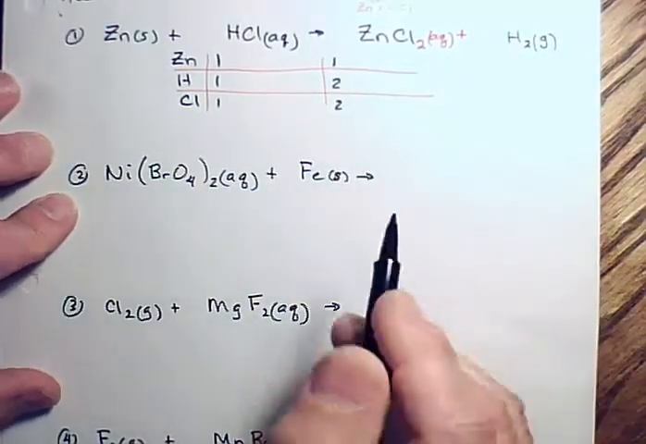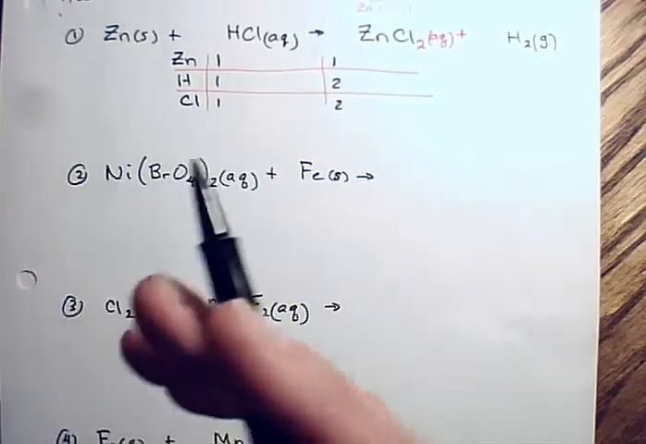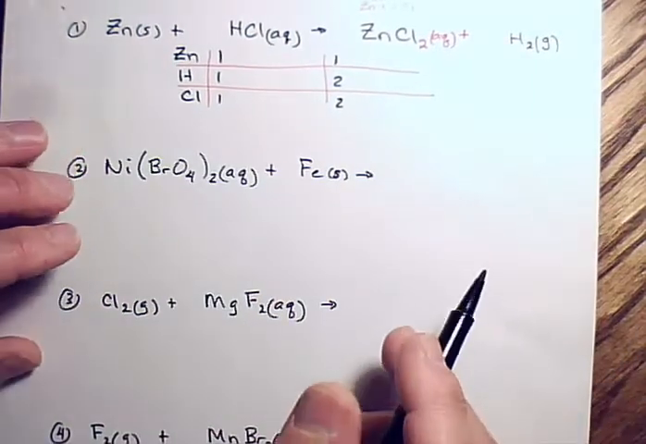Okay? And so what we want to do is to use coefficients to get everything to be the same, to have an equal number of atoms on both sides. And you can't use anything else but coefficients.